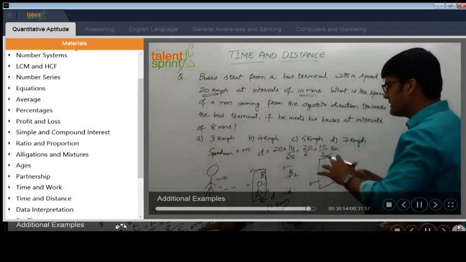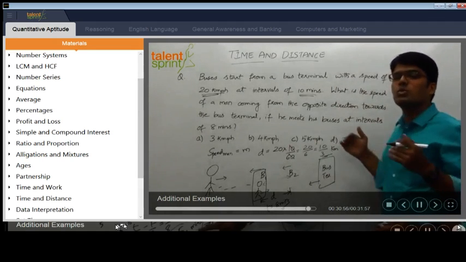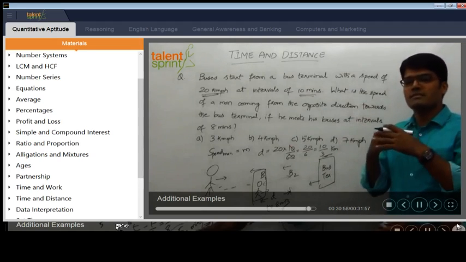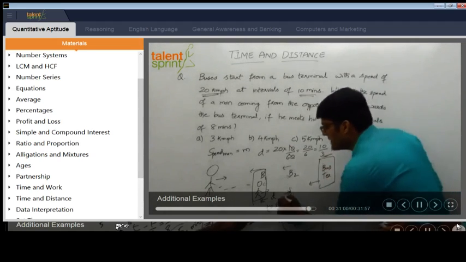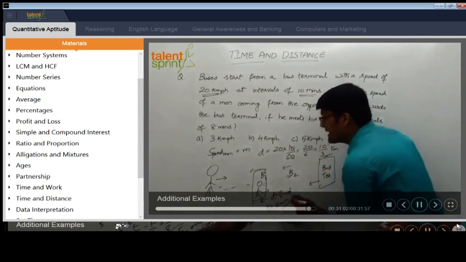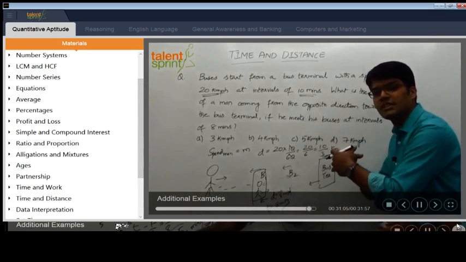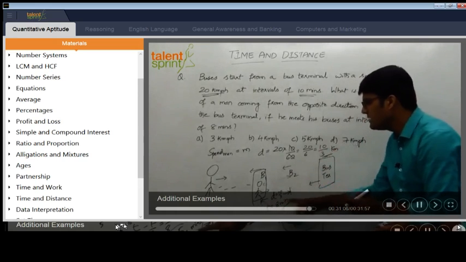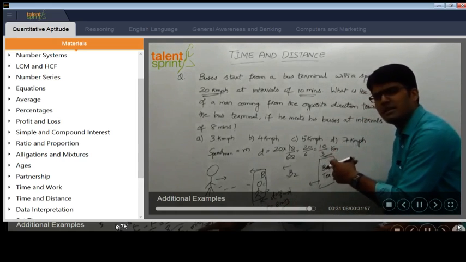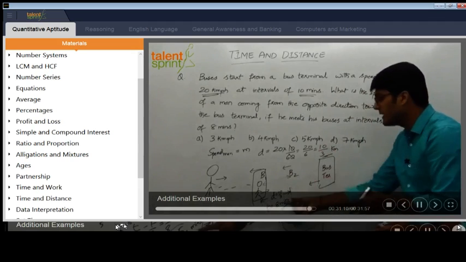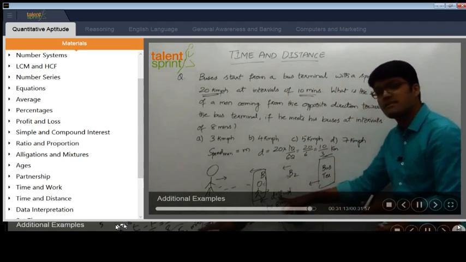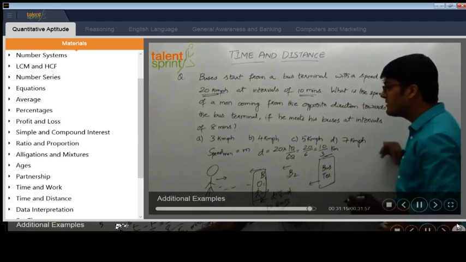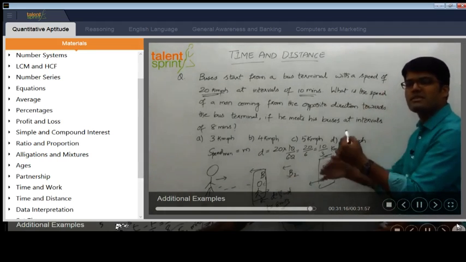Now if you observe, this is like a relative speed concept. Two persons are moving in opposite directions. The distance between these two persons is 10 by 3. This is 10 by 3. The time taken by these two persons to meet each other. Actually, the man will meet the bus somewhere in between, right? The time taken by the man to meet the bus is 8 minutes. So you know the time, you know the distance, and you know the relative speed. What should be the relative speed? Sum of the speeds, because the persons are moving in opposite directions.